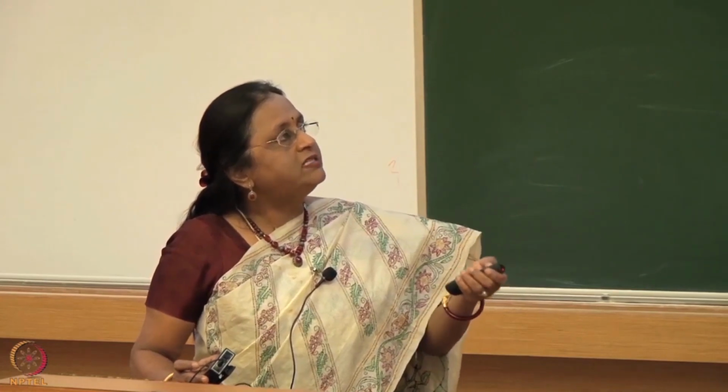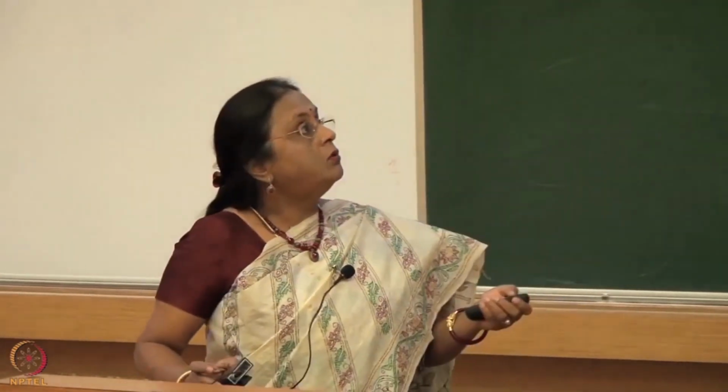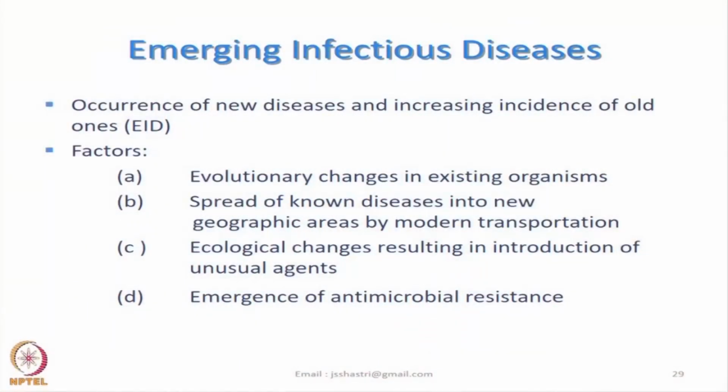So the conventional techniques are not very fast. We need skilled workers, and there is a poor detection threshold, like we have the HIV viral load testing, which requires at least 50 copies of the HIV virus to be present for the test to be positive. So can we have a test which can detect lower copies of the virus? So what are the infectious diseases which are emerging? These are evolutionary changes in the existing organisms, spread of known diseases into new geographic areas, ecological changes resulting in introduction of unusual agents, and drug resistance.